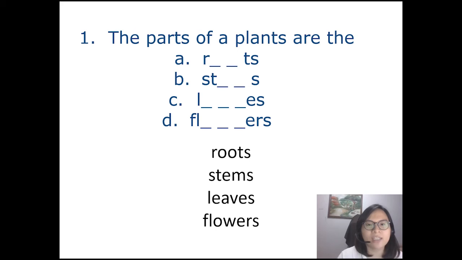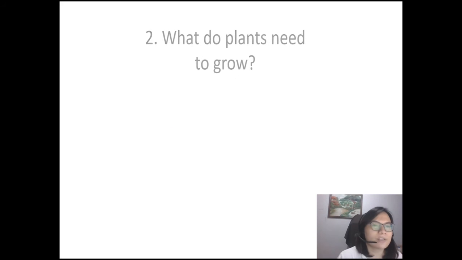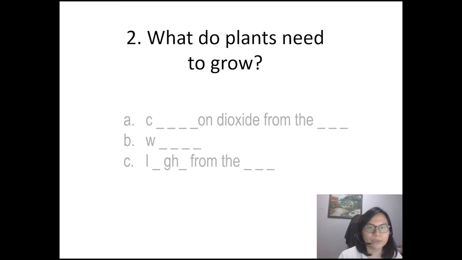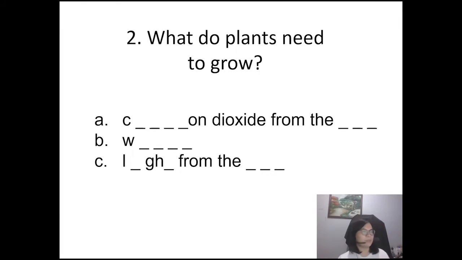The parts of the plant are the roots, the stems, the leaves, and the flowers. Alright, so we have another question. What do plants need in order to grow? We have A, B, and C. So letter A, if you can please shout your answers, but just to also give you the same understanding based on the previous slide. Letter A is carbon dioxide from the air.